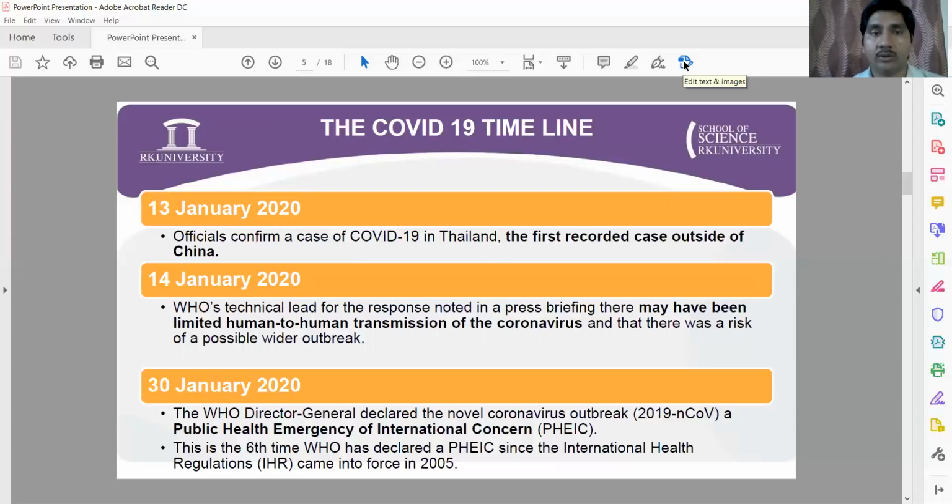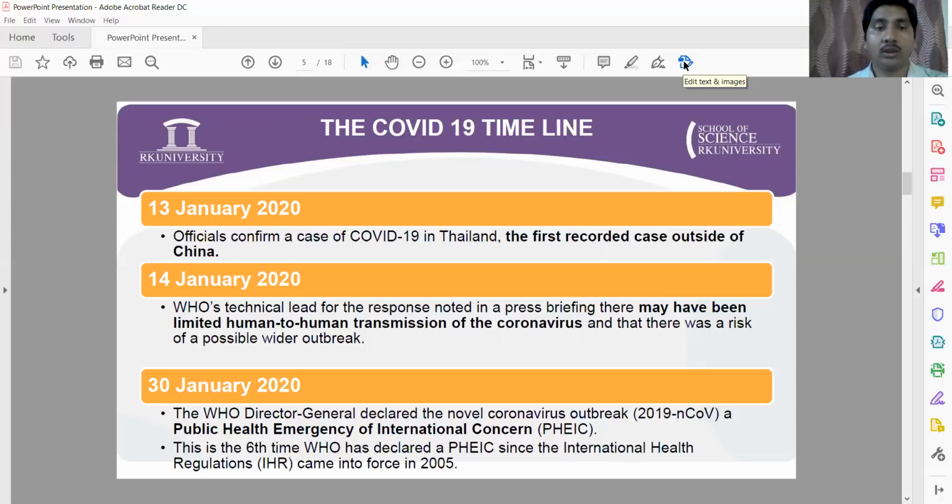And after this, on 14th January, the WHO technical lead for the response noted in the press briefing that there are chances of human-to-human transmission of these viruses. Before that, they had not talked about human-to-human transmission. And they also mentioned that there is a possibility of a worldwide outbreak.